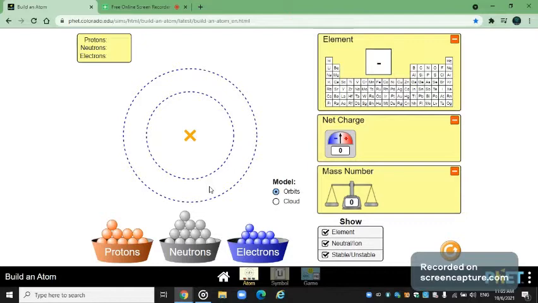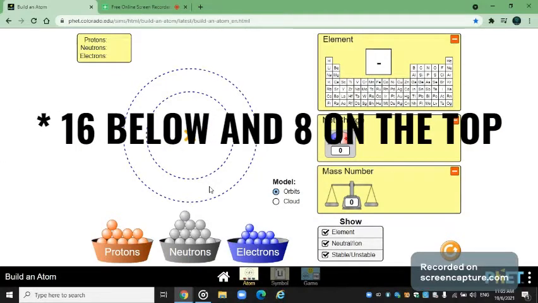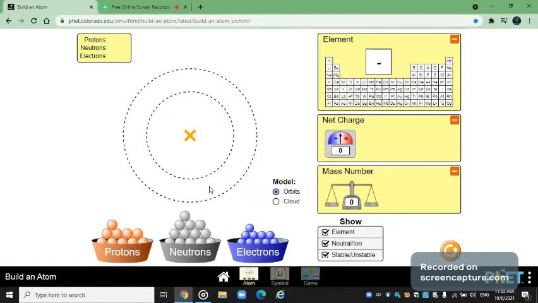Okay, so, oxygen. There's an oxygen element up on the screen. There is a 16 and an 8. 16 is on top and 8 is below. The 16 is the nucleon number. That means it has protons and neutrons. You never know, it could have 9 protons and 7 neutrons, or 8 neutrons and 8 protons. It varies.